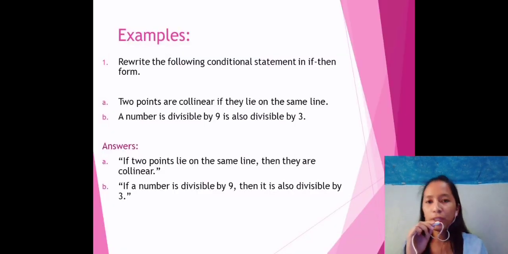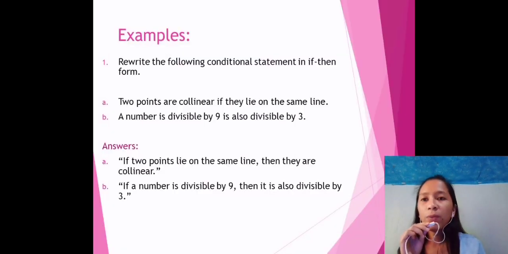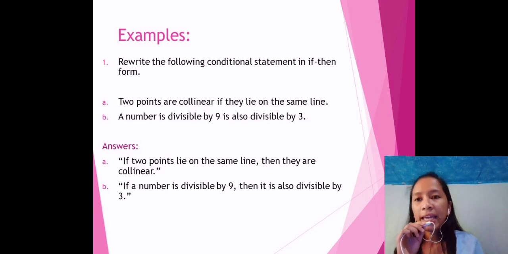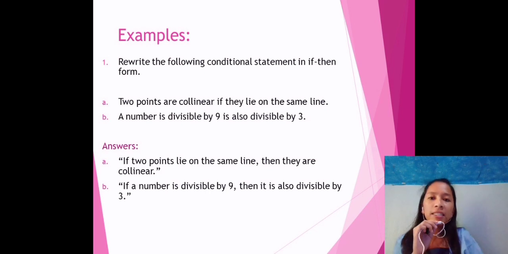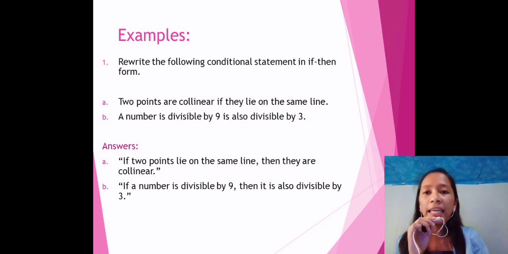Here are the examples. Rewrite the following conditional statement in if-then form. So, letter A, 2 points are collinear if they lie on the same line. And letter B, a number is divisible by 9 is also divisible by 3. So, doon sa letter A, ang magiging hypothesis natin is if they lie on the same line, and then ang magiging conclusion natin ay 2 points are collinear. So, ang magiging final statement natin, if 2 points lie on the same line, then they are collinear.